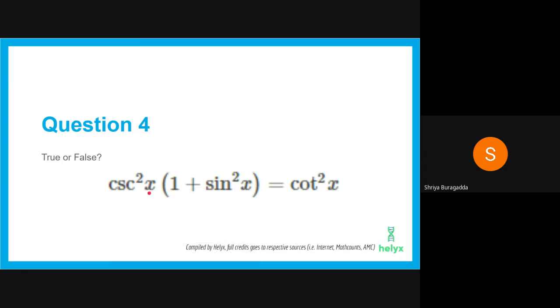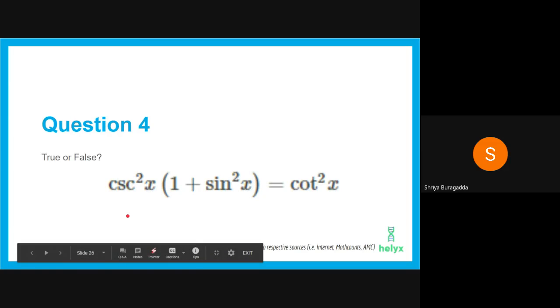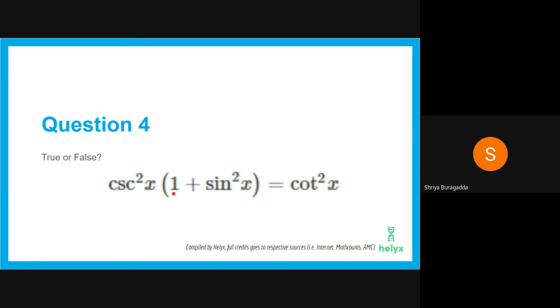Okay, next one. The cosecant squared of x multiplied by 1 plus the sine squared of x is equal to the cotangent squared of x. Is this true or false?